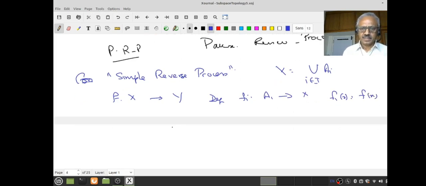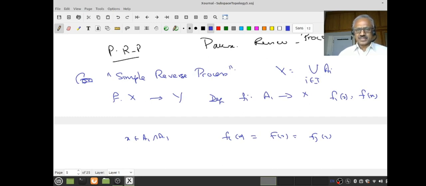Now notice that if x belongs to Ai intersection Aj, then fi of x equals f of x, but it's also equal to fj of x. Have you understood this?